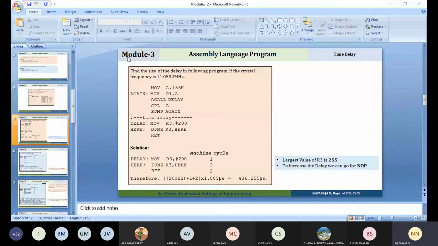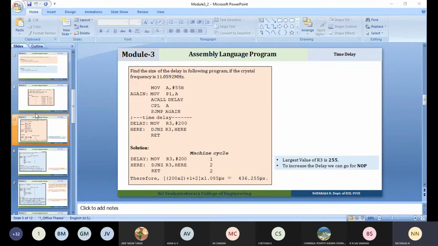Why? Because calculating the delay means calculating the time to execute a delay program. Find the size of the delay. Here we are going to use ACALL DELAY, an absolute call to the delay in the program. The delay is: DELAY: MOV R3, #200, DJNZ R3, HERE.